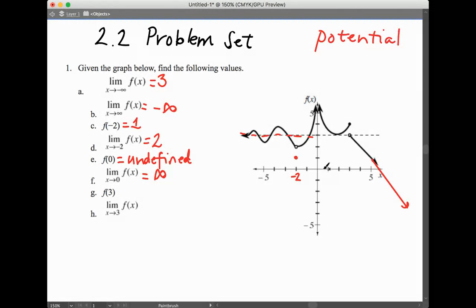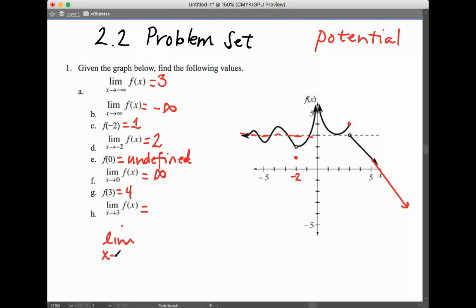Finally, f of 3, 1, 2, 3. The value of the function is the filled in circle. An open circle means it's undefined there. Since it's filled in here, the value of the function is 4. Now the limit as we approach x equals 3. Since the two side limits don't match, the limit does not exist.